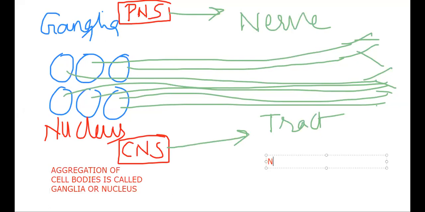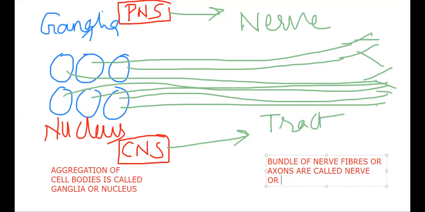Whom we call a bundle of nerve fibers or axons? A bundle of nerve fibers or axons is called either a nerve or a tract. You may call it an axon even. Nerve fiber is a frequent word we used earlier. They are called nerve or tract.